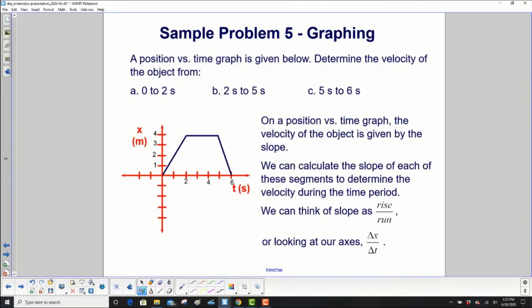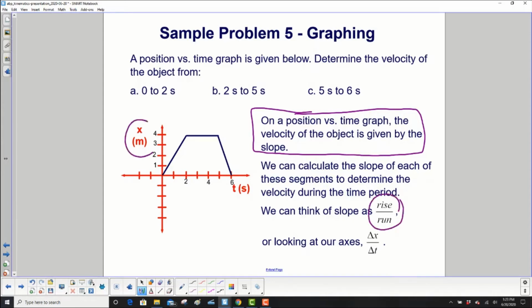Here's the key point we need to know to do these problems. When you have a position time graph, the velocity of the object is given by the slope of the line. So we can calculate the slope of each of these segments to determine the velocity during the time period. And what is slope? Rise over run. There's another definition for rise over run when we have a position time graph. It's the change in x over the change in time, right there.